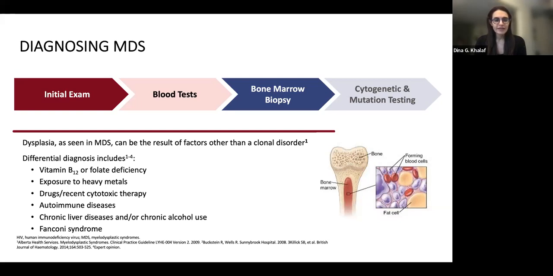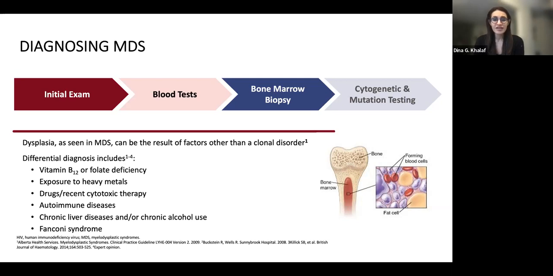We would take a history and see if there was exposure to heavy metals or cytotoxic therapy, whether it's chemotherapy or radiation therapy. Is there a concurrent autoimmune disease that could cause lower blood counts aside from having a bone marrow disorder, or patients with liver disease? And it's known that alcohol use and chronic liver disease could present with cytopenias and even abnormal shapes of the blood cells that could mimic MDS.